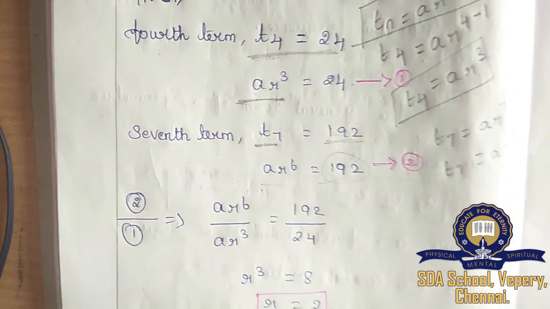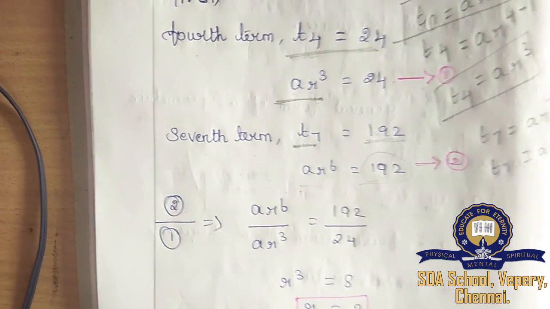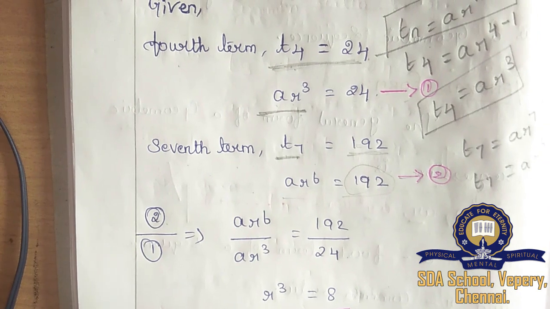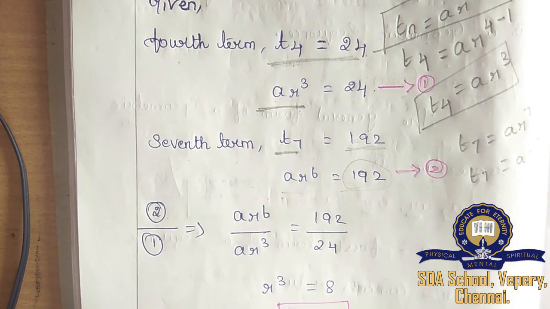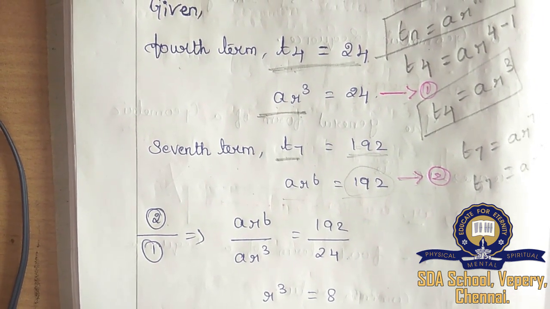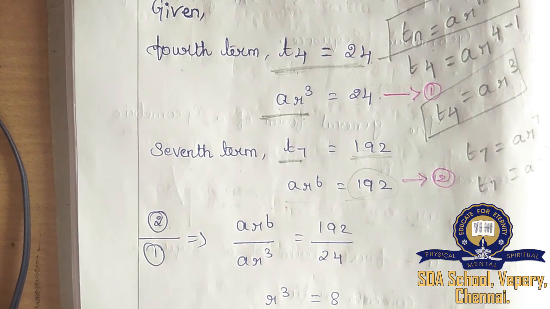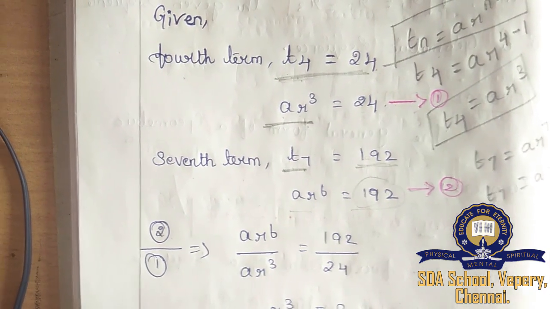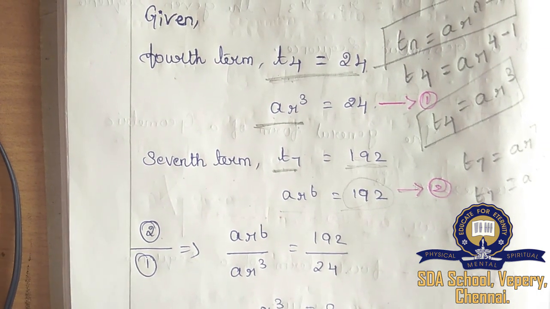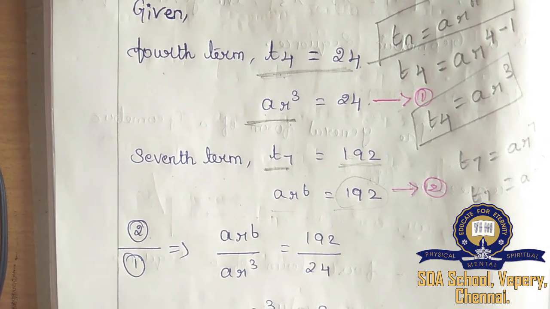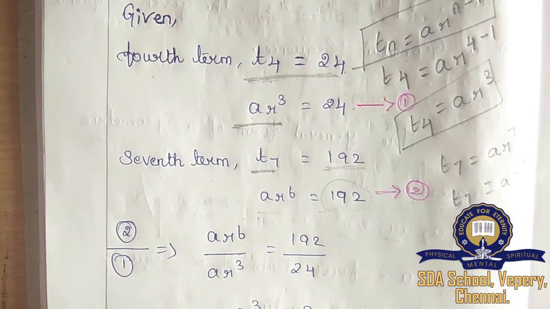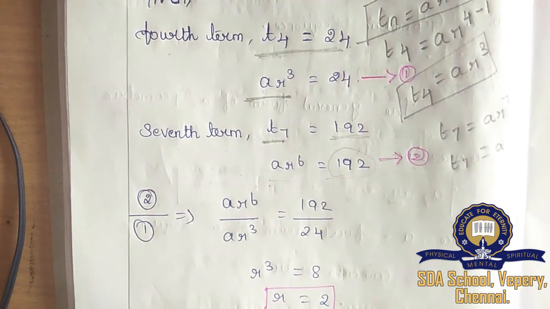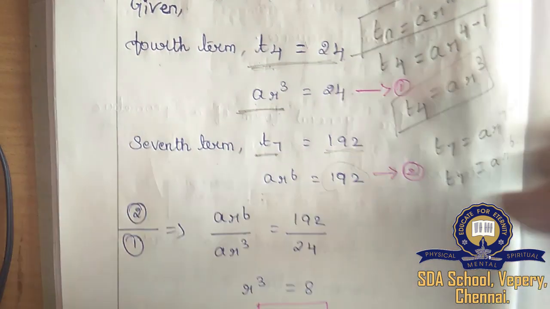So here what is the question, children? Find the geometric progression. So what do we have to find here? We have to find how the sequence will be, which is nothing but the general form of a sequence, right? So what is the general form of a geometric sequence? a, ar, ar square, right? So in order to find the general form of a sequence, I want to know what the a and r values are, right? So how to find a and r from the given two data?